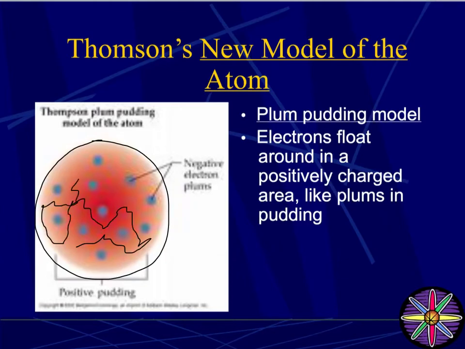And what happens to opposites? Opposites attract, and then you have the negative electrons right here. These blue things are negative, and all this other stuff is positive. All this orange and red stuff is positive. So that's what they thought the atom looked like for quite a while, until the next discovery.